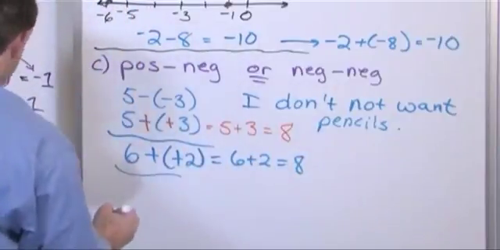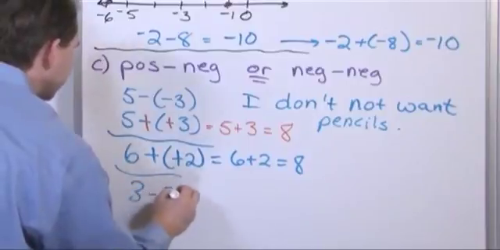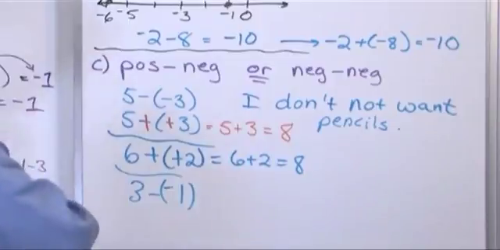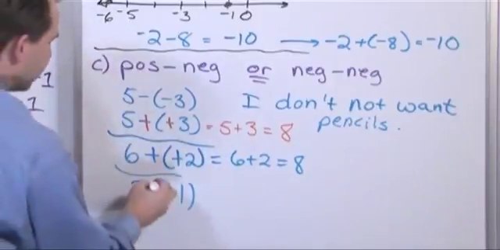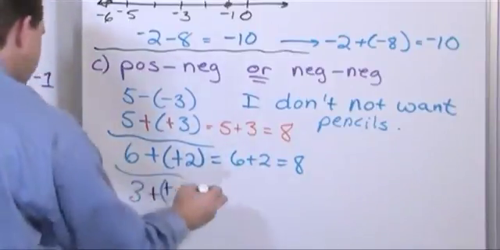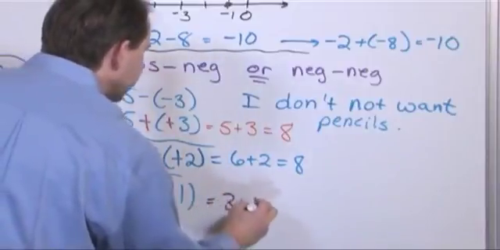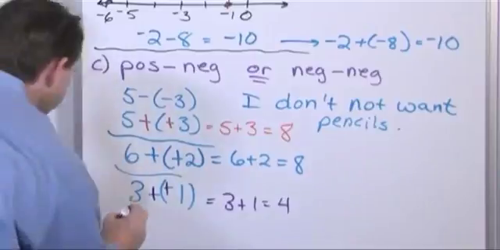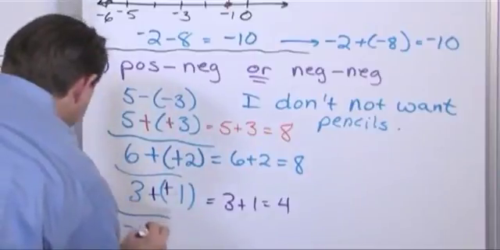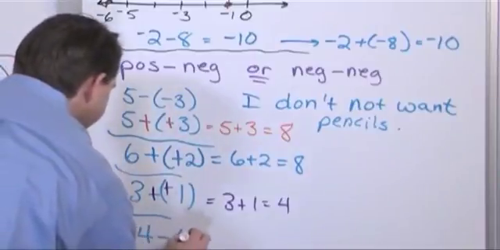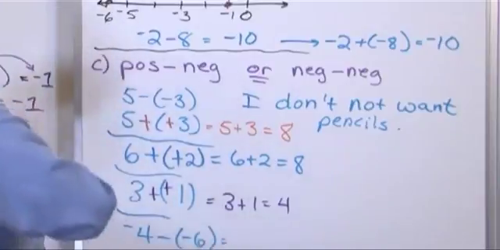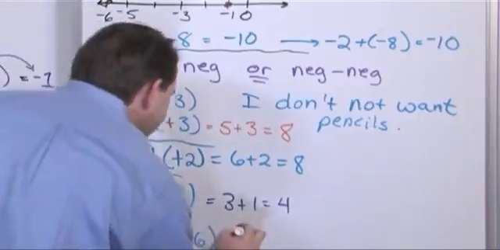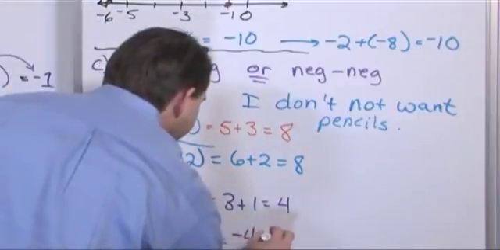Okay? What if you had 3 minus a negative 1? Well, anytime you're subtracting a negative number, you're going to add the opposite. And so this is going to be 3 plus 1, which is equal to 4. And what if we had negative 4 minus negative 6? We have subtracting a negative number, so we're going to add the opposite. So what we're going to have here is negative 4 plus 6.